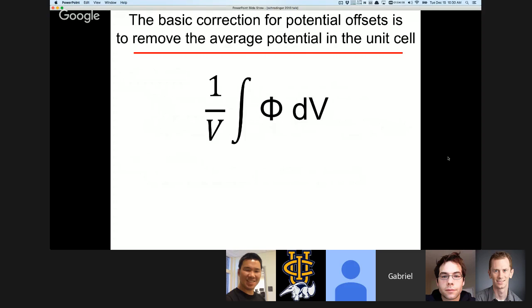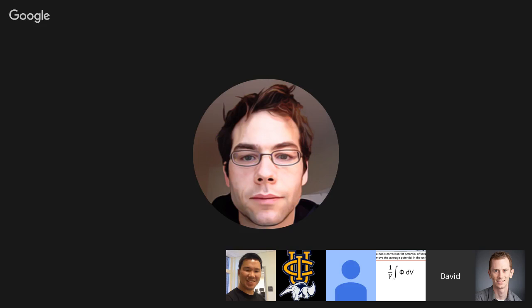So this one over volume, the integral of the potential over the volume, is what we're calculating in each of these different cases, and then subtracting the effect of that offset potential. So let me give an example that actually uses signs that might clarify this, because I've been being a little lax with plus and minus signs.